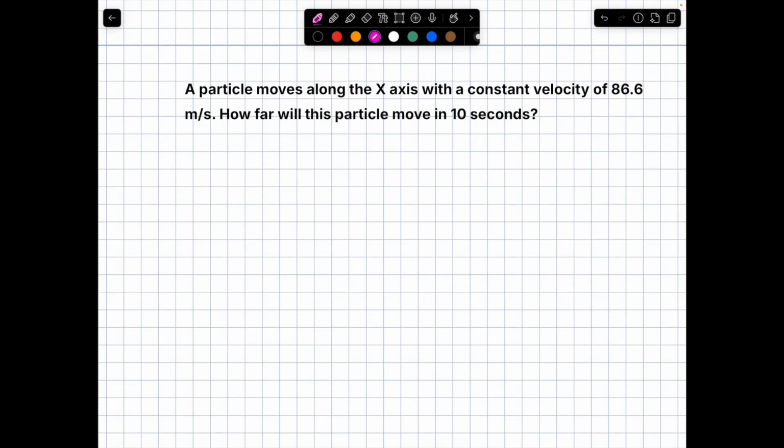Okay, here's problem number 2 in our prerequisite problems before we actually get to the projectile problem. I have a particle. It's moving along the x-axis with a constant velocity of 86.6 meters per second. How far will this particle move in 10 seconds?